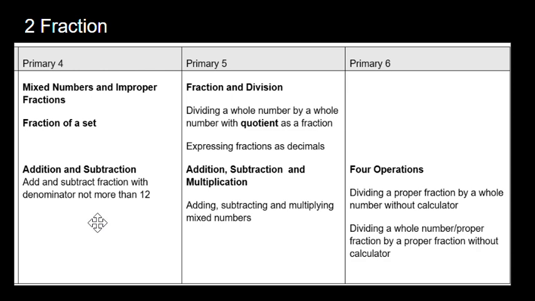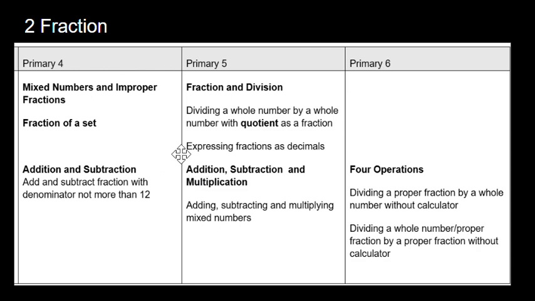Okay, next, by primary 5 they will then go into the division. They divide a whole number by a whole number with a quotient as a fraction. So for example, they can take 7 divided by 3. Then it will be 2 and 1/3. So there's a quotient as a fraction.